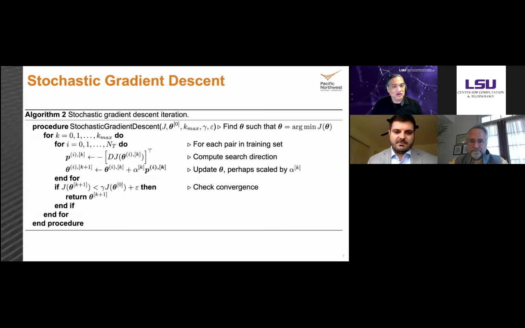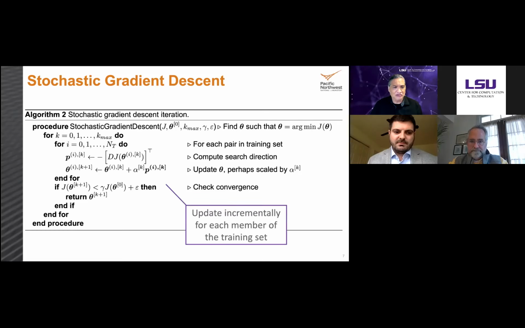That doesn't always work well in terms of the rate of convergence and so forth, and we'll talk about that in a little more detail. So another approach, and this is where we really get to stochastic gradient descent, is that rather than forming a gradient based on the entire training set, we take one element at a time from the training set, compute the gradient based on that, and then update the parameters based on that one element. We can go in between, using all the elements or just one element, with mini batches. But the idea is that in stochastic gradient descent, we update incrementally for each member of the training set.